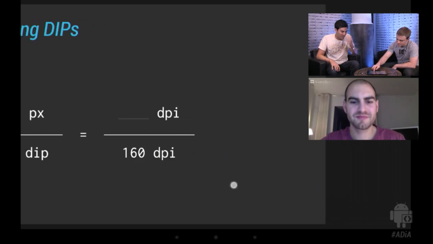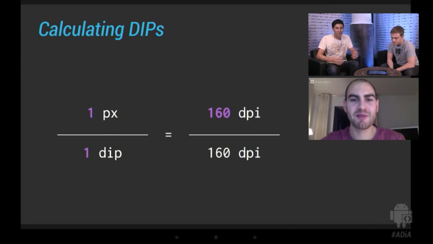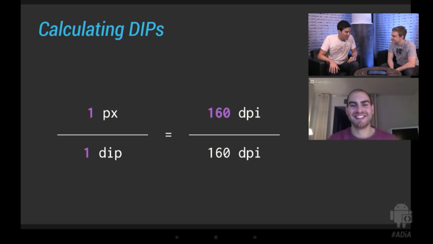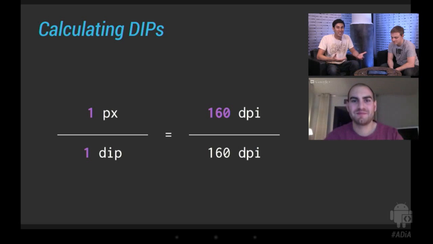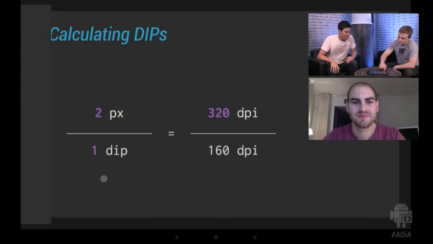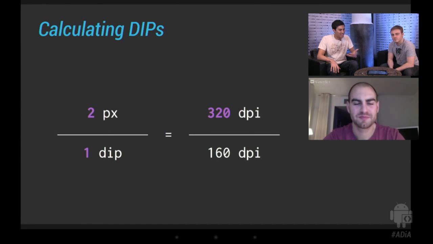So I think we've got some sample calculations here. Just to hammer this home. I guess we've got to move pretty fast here. Of course, if the DPI of the device is 160, which is the standard, then 1 pixel equals 1 dip. Straightforward. If the density of the device is 320, double the baseline of 160, then one dip will equate to 2 pixels.